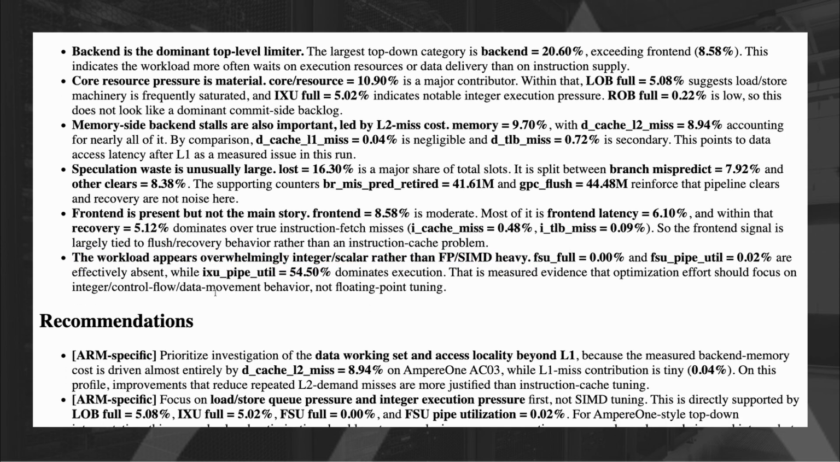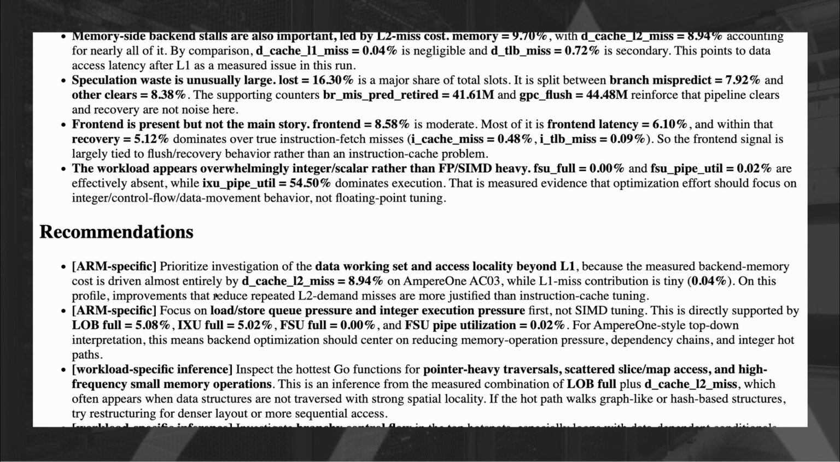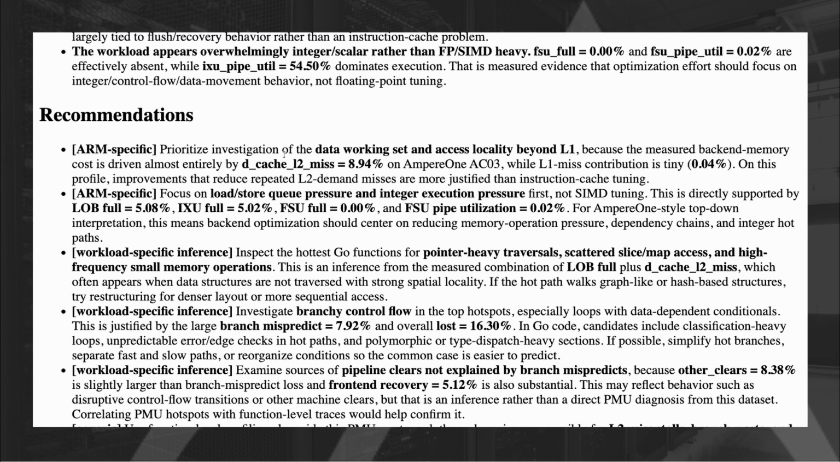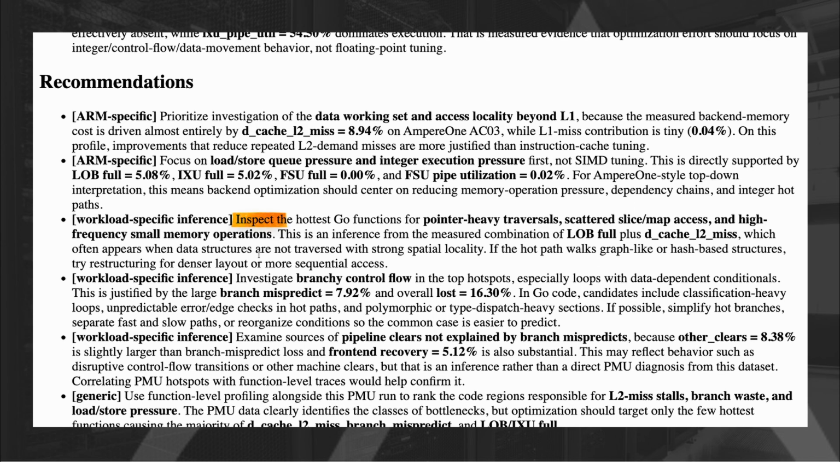Now, coming to the recommendations, this is coming from some of the architecture and ARM specific documents that it was trained on. It's telling us to prioritize investigating your data working set, especially around L1. You see there are L2 misses, so we want to look at the working set and make sure it fits our L2 cache to reduce the L2 misses. These recommendations are tied back to the source. It's telling us some of it is ARM specific and some of it is workload specific, right? For example, it's telling us to go look at the hottest Go functions, which is very specific to the workload.